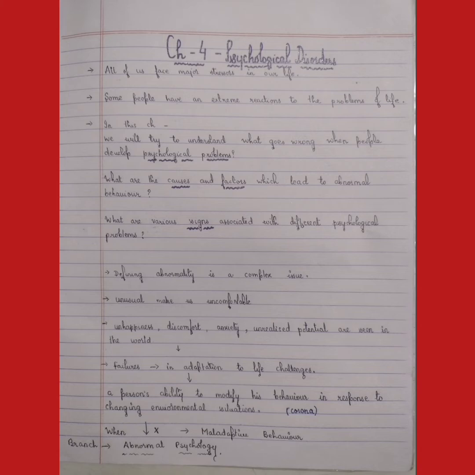You must have studied, just revise those 4 Ds: deviance, distress, dysfunction, and danger. Any behavior which is deviant from usual behavior is termed as abnormal. Deviation means different, extreme, unusual.